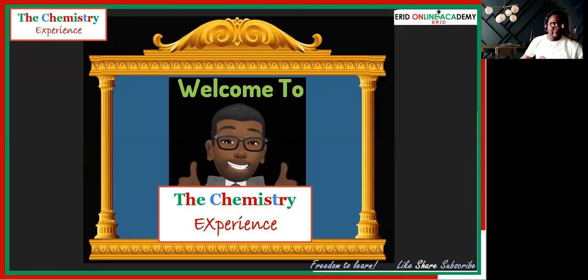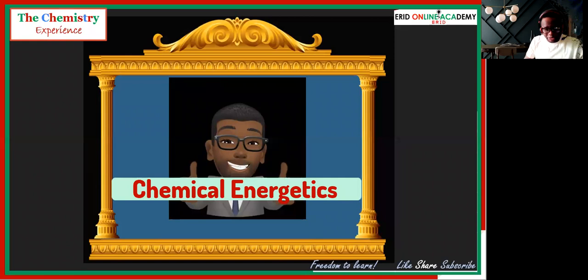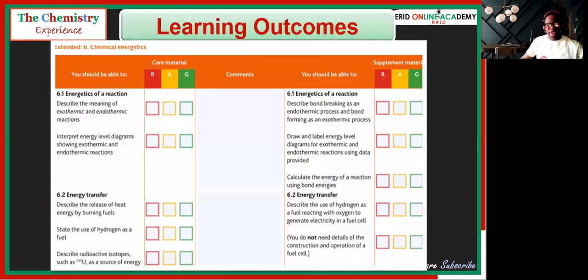Okay, so we're going to be focusing on chemical energetics. I know you have prior knowledge, but I'm just going to take it from scratch and be asking you questions along the line. So according to your syllabus, you're expected to be able to do this. This is what your syllabus says. You have the core and the extended. We are taking everything together. So we're going to cover all of these, okay?